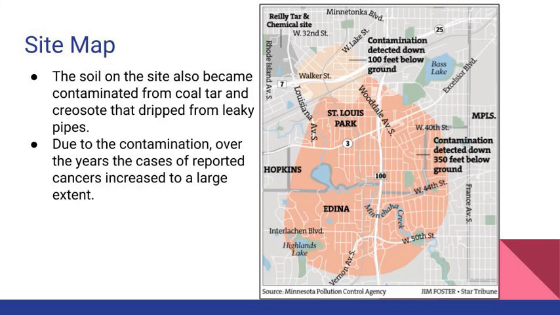The soil elsewhere on the site also became contaminated from coal tar and creosote that dripped from leaky pipes, various processes, materials that spilled during transport, and creosote wood preserving chemicals that washed off freshly treated lumber.